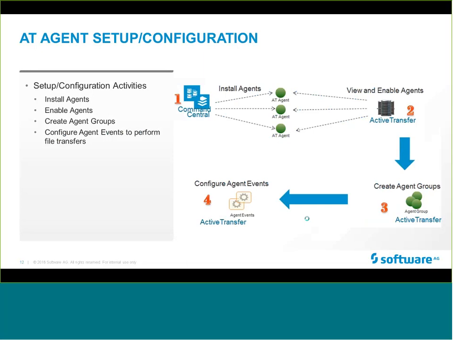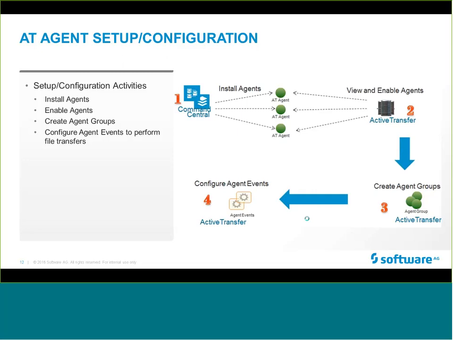Now, if you look at the setup and configuration activities associated with the agent, the first thing you would need to do is install the agent through Command Central. Once it's installed, you would enable the agents. That's done through the ActiveTransfer server. And then you would create agent groups.